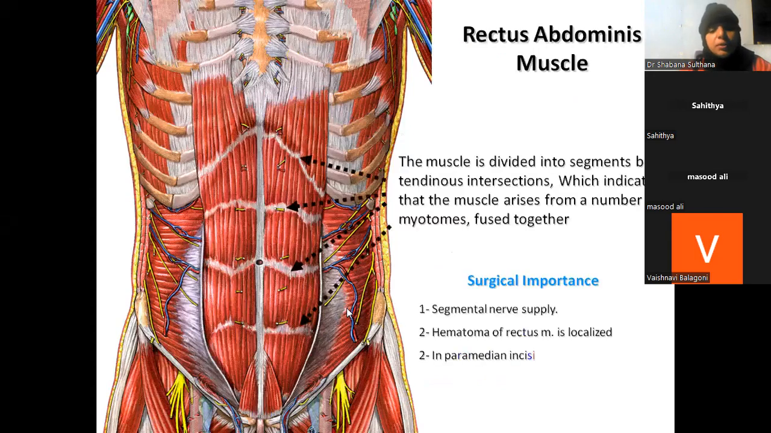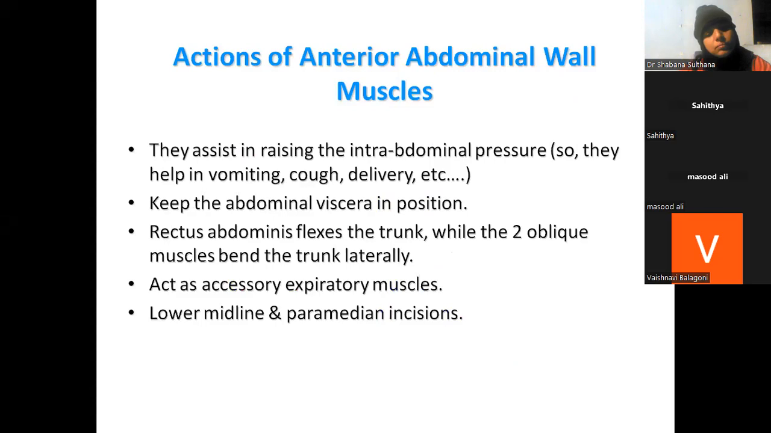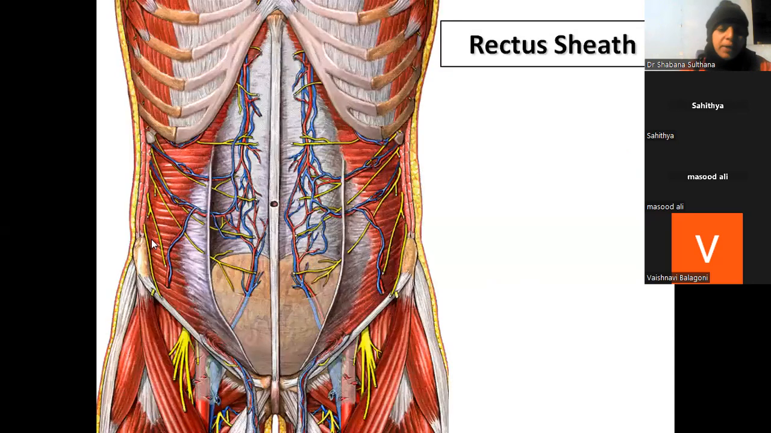We'll go with the rectus sheath. Rectus sheath is a very important question. It may come as a part of an essay or as a short note, but it is always a question from the abdomen. Now you have seen the rectus sheath has an anterior wall and a posterior wall, and between the two walls we have the rectus abdominis muscle. Whatever you are seeing on the screen now is the posterior wall of the rectus sheath. The anterior wall is not seen.